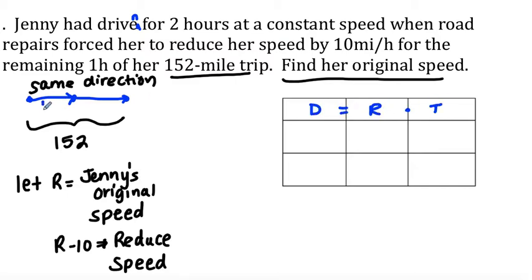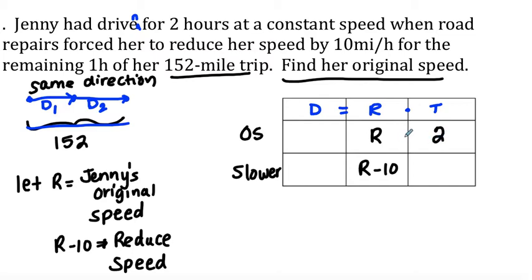Now remember, it's the distance of the first part and the distance of the second part equal the whole part. All right, so we'll call this one our original speed and this one the slower speed. This is when she went slower. So we know that her original rate was R and her second rate was R minus 10. We know that she drove at that original rate for 2 hours and then she did the second part for 1 hour. All right, those are being multiplied, so we write our distance in terms of R, which is going to give me 2R and then 1 times R minus 10.